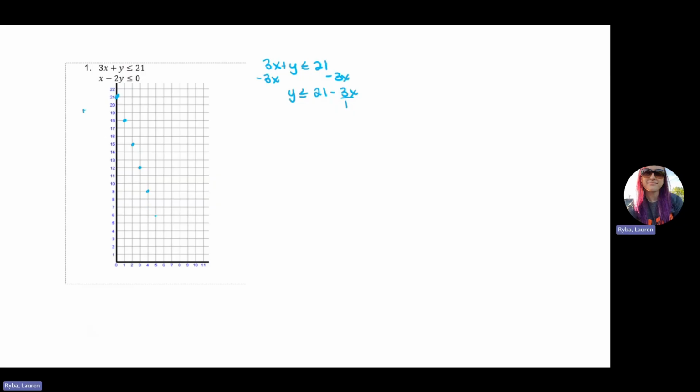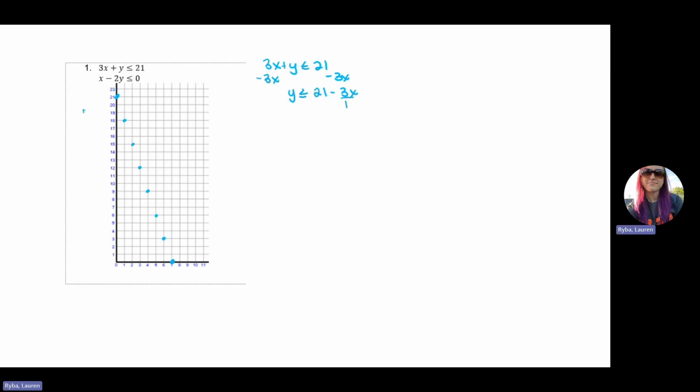Now, I know I've said before, you technically only need 2 points to create your line. However, when we're working with these systems, it's best to have more points along the way because you're going to need to know where these two lines intersect. And if you have all the points along the way, then you'll be able to have the correct intersection easily found.